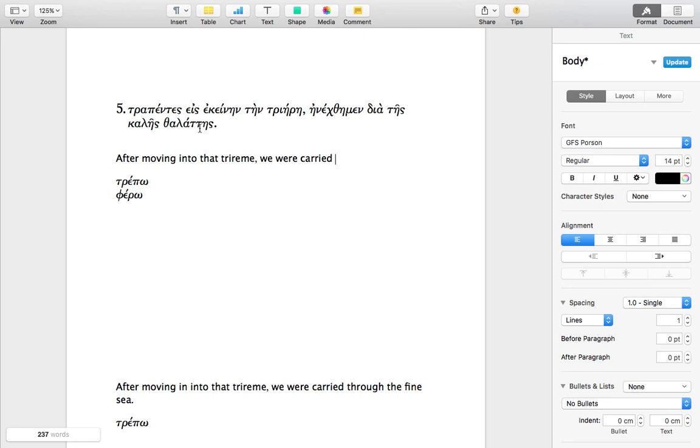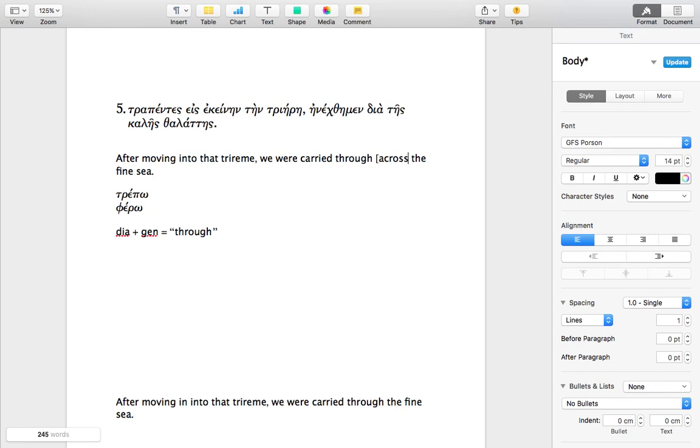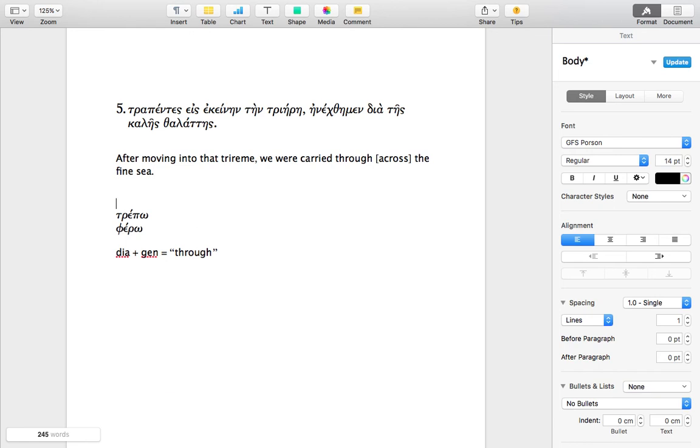This one's hard to translate. Dia plus a genitive means through. So you should translate it as we were carried through the fine sea. I'm tempted to translate it as across, right? That's the idea. It's not a submarine. You're not being carried through the ocean here, the sea. You're kind of being carried across. So that's how I would sort of play with the translation there. But most literal is through here. So there you have it.